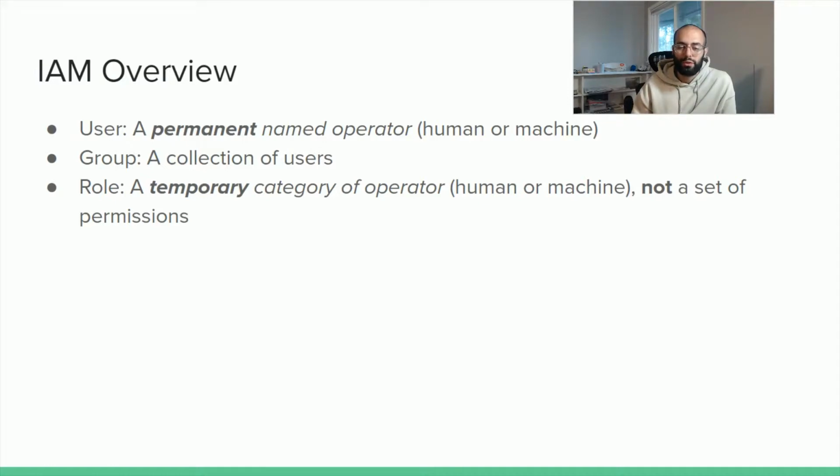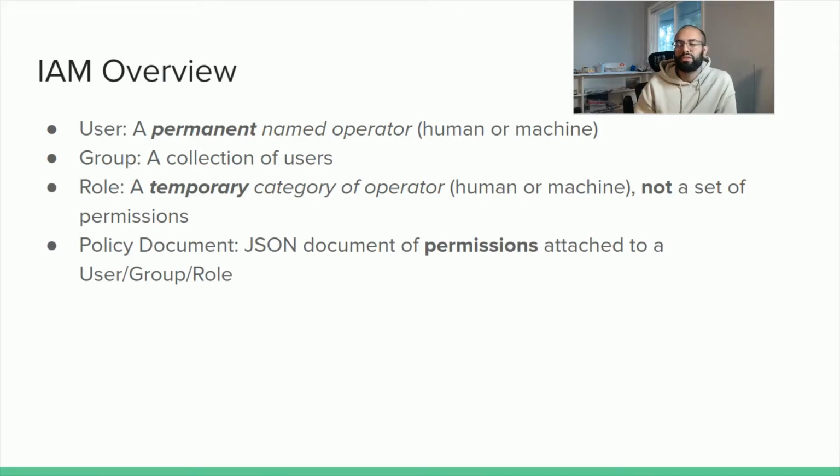People get confused sometimes on what a role is, but knowing the difference between a role and a user is important. A role is a temporary category of operator, and it's not a set of permissions. So let's say, for example, database updater. It's a role for someone or something that will go through maybe a database and be allowed to make certain modifications. That way someone can come in, fulfill that role, and when they're done, their access will be revoked.